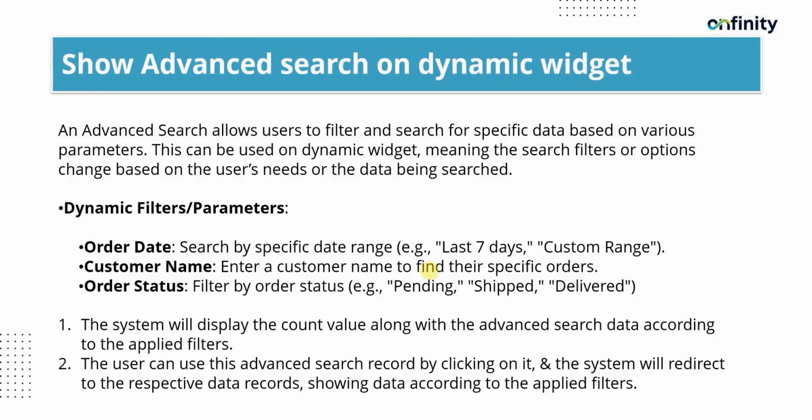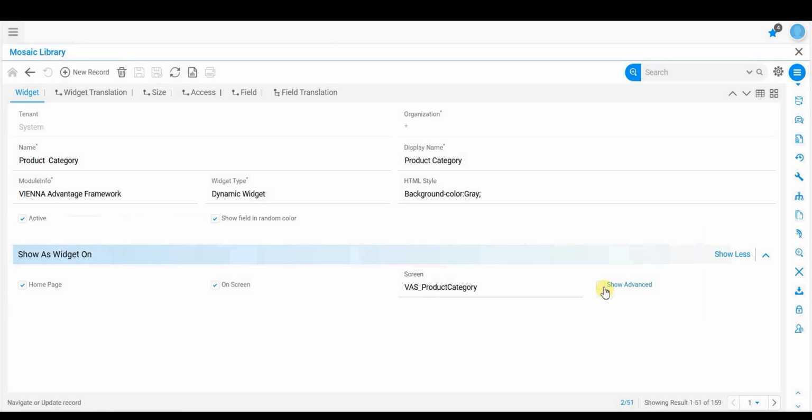Let us now navigate to the Onfinity system. Proceed to the Mosaic Library window. A checkbox labeled Show Advanced is located here. Marking this checkbox as true enables its display solely on the dynamic widget. If the dynamic widget type is selected, and the on-screen checkbox is marked as true for a specific screen, then the Show Advanced checkbox becomes enabled.